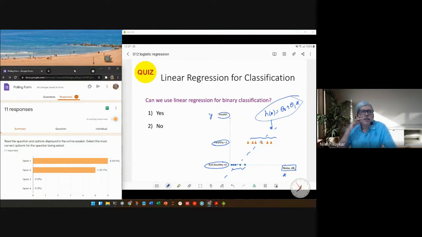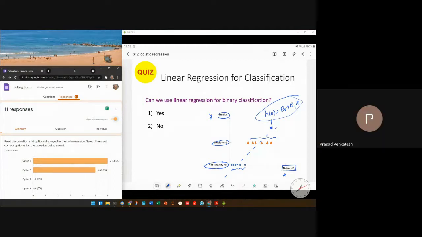I want one of you to take the initiative to explain your stand. Can linear regression be used or not? I think it can't be used for binary classification because we require only two outputs, but here we get a continuous output, different outputs, more than two.